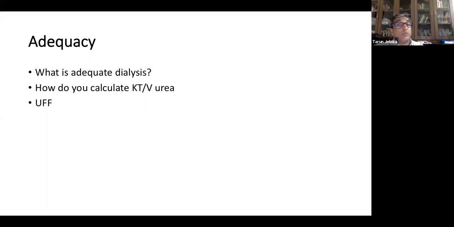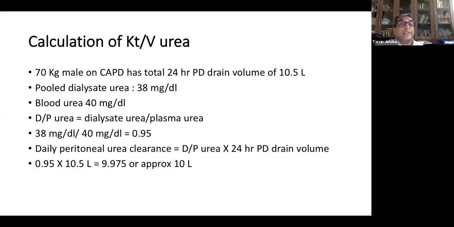How do you calculate Kt/V urea? You can calculate Kt/V adequacy either by computer-generated software, or you can do it manually. I mean, it will be too harsh to ask somebody to do it manually, but then you should know how it can be done manually. And then ultrafiltration failure. So these three things let us discuss quickly. So how do you calculate Kt/V urea manually? Kt is initially calculated, which is based on the same principle of UV by P, which is clearance of anything by kidneys or by dialysis, etc. And then you include the V part, the volume of distribution of urea, to calculate Kt/V urea.